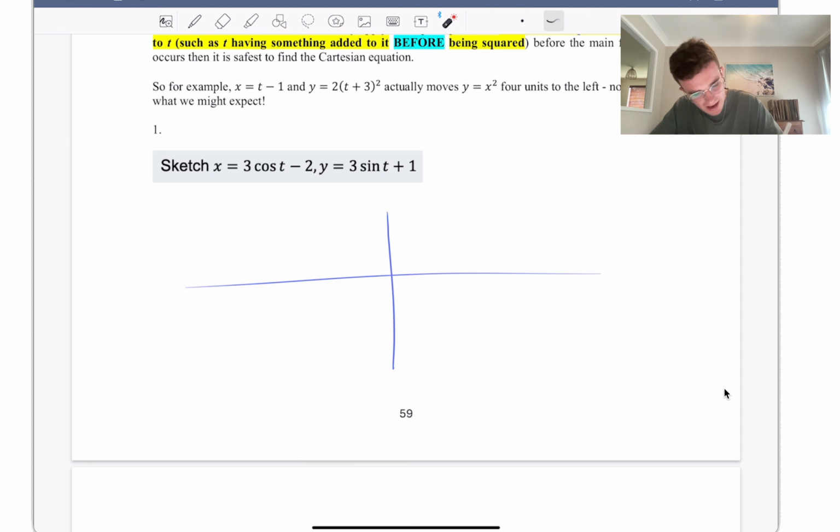x is being moved that way by 2, y is being moved up by 1, and that's because it's in parametric form. If this is totally confusing you, just convert it into Cartesian form using x squared plus y squared, where sine squared t plus cos squared t is equal to 1. So it's a circle with center -2, 1 and radius 3.